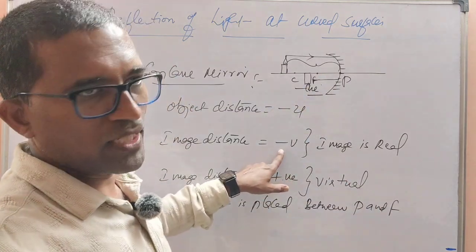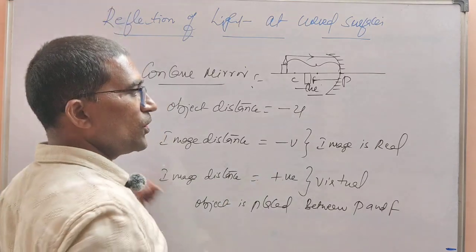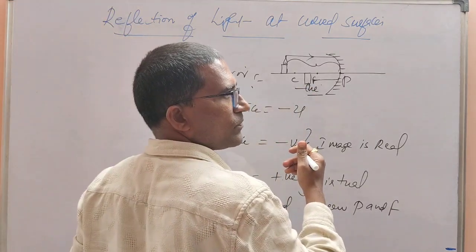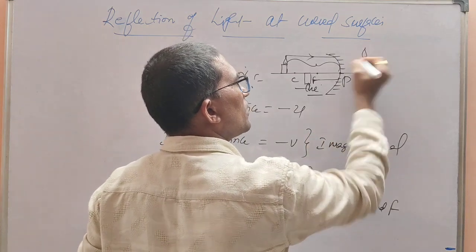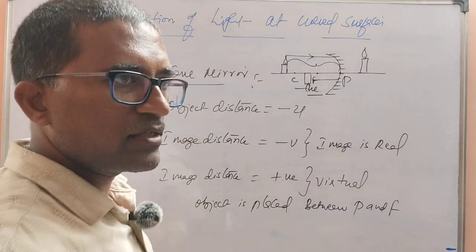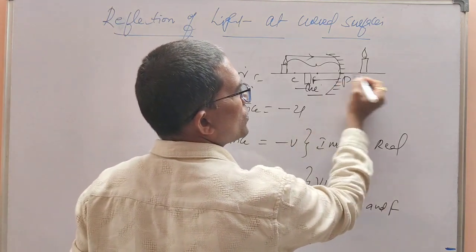So it is a minus value. Are you understanding? Okay. Next one. Now if the image is virtual, that is behind the mirror or inside the mirror, okay, the image distance is going to be measured from here to here.